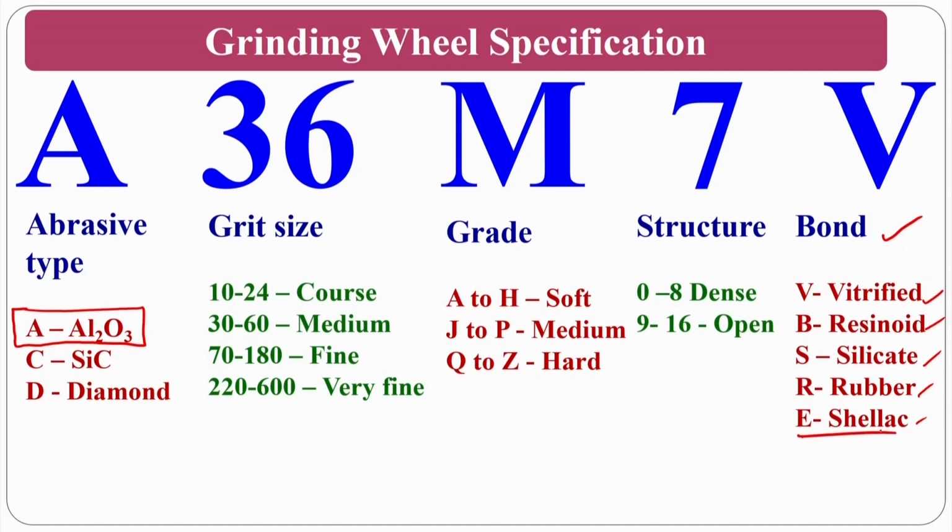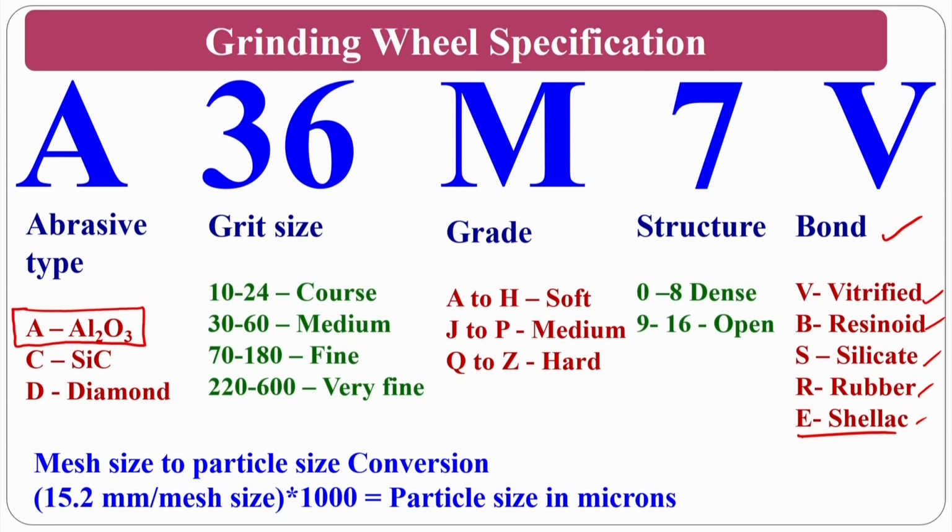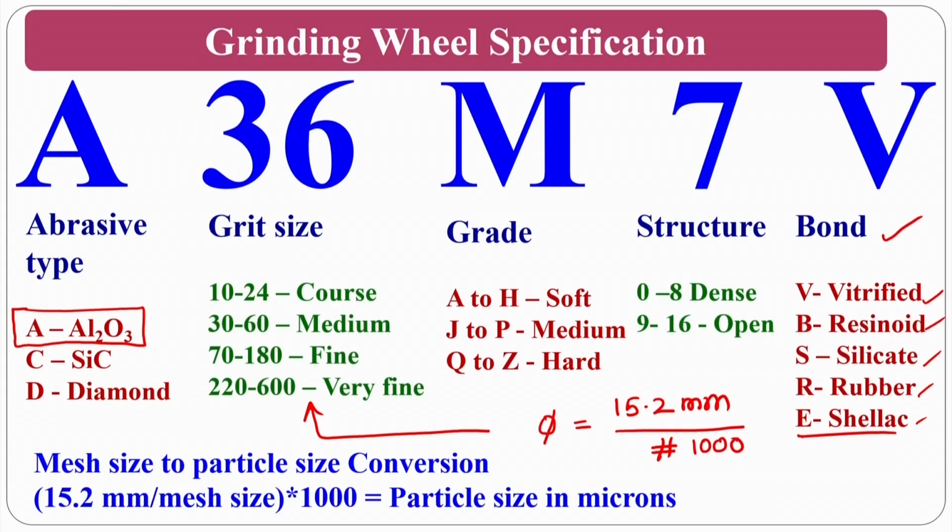Okay. So, the mesh size to particle size conversion: normally if I want to convert the grit size, as I explained in the previous class also, particle size is normally represented by phi equal to 15.2 mm by hash. Hash represents the mesh size. Assume that my mesh size is 1000, which comes under very fine, super fine, ultra fine. Many people use many names. Okay. Normally it works out to be 15.2 micrometers, because whenever you convert mm into microns, you multiply by 1000. So it comes to 15,200 microns divided by 1000, which works out to be 15.2 microns.